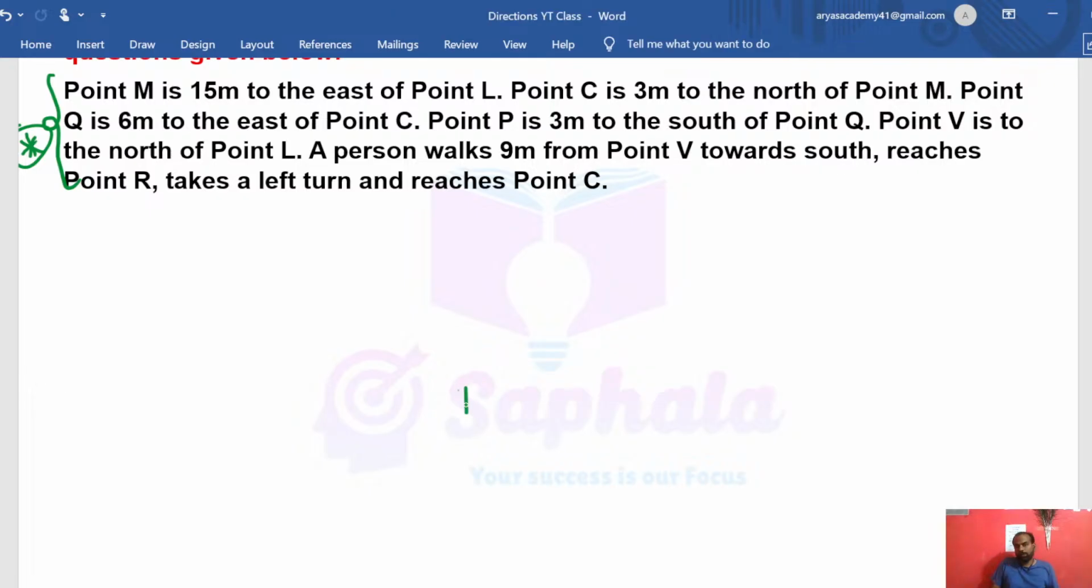So I'm taking L here. If I go east, and that too for how many meters? 15 meters. There I'll reach a point M. Okay, now point C is 3 meters north of point M. If I go 3 meters towards north of point M, then I have a point C.